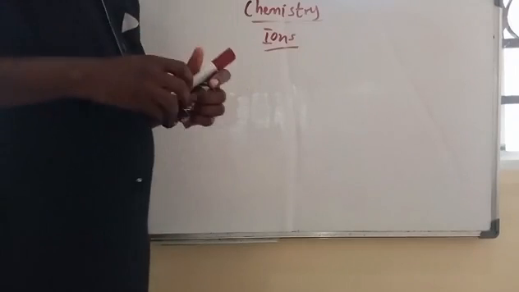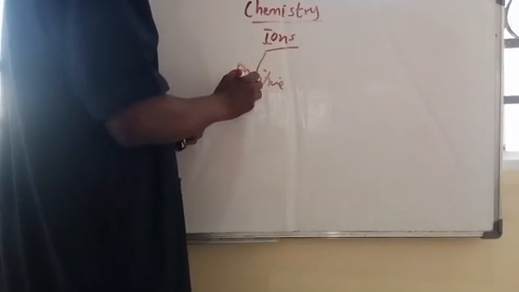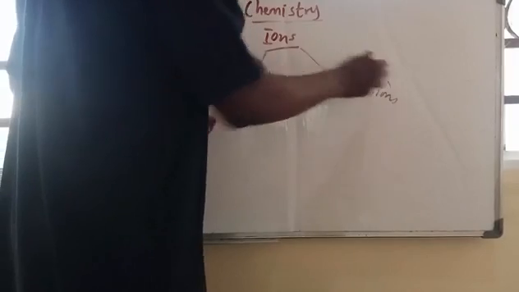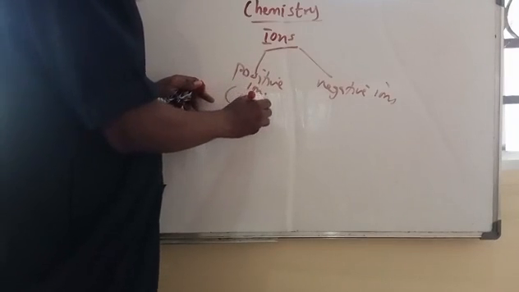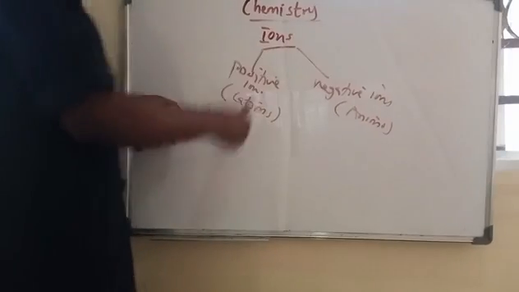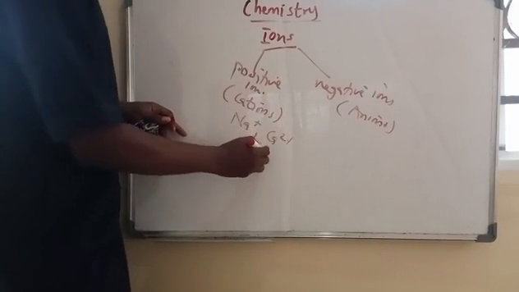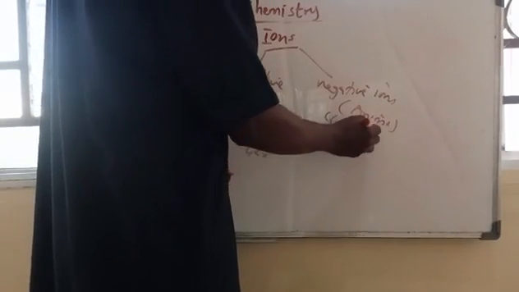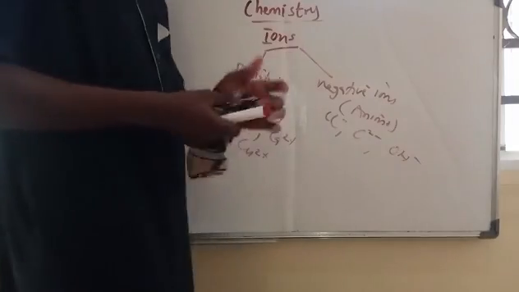And ions have two types. You have the positive ions, then we have the negative ions. So the positive ions are also called the cations, and the negatives are called the anions. Examples are sodium ion, calcium ion, copper 2 ion, etc. Examples of negative ions are chloride ion, oxide ion, hydroxide ion, etc. So these are ions, they are charged particles.